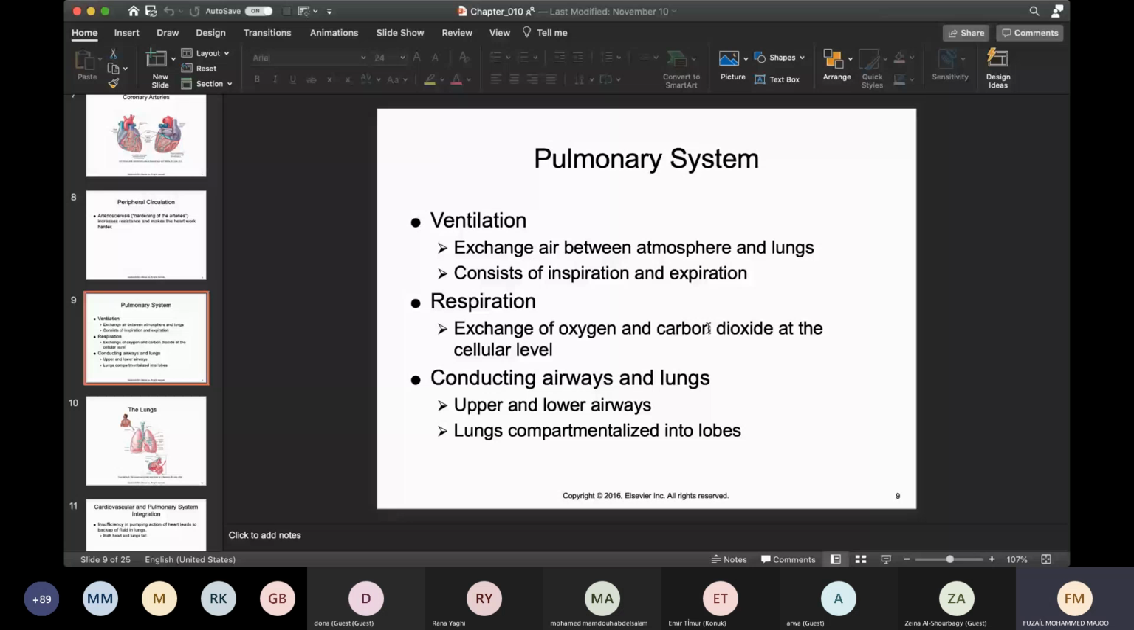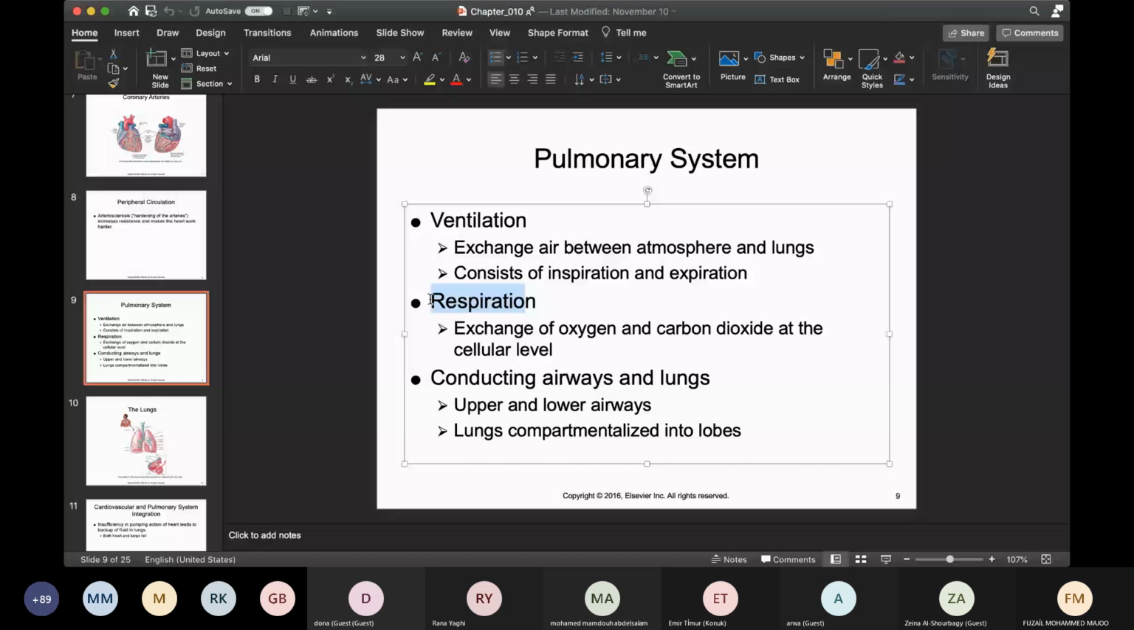Once again, respiration is just the exchange of oxygen and carbon dioxide. That's what they call respiration at the cellular level. So ventilation is the exchange of gases between your lungs and the outside atmosphere. Respiration is the gas exchange that takes place at the cellular level between the cells and blood vessels, let's put it that way.